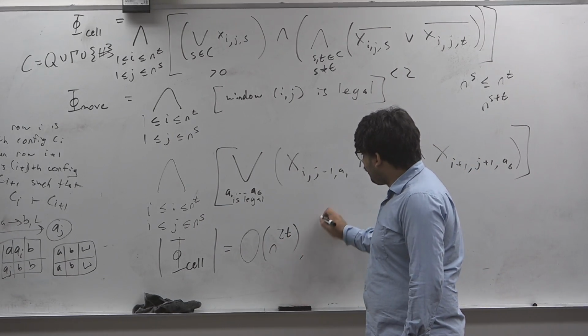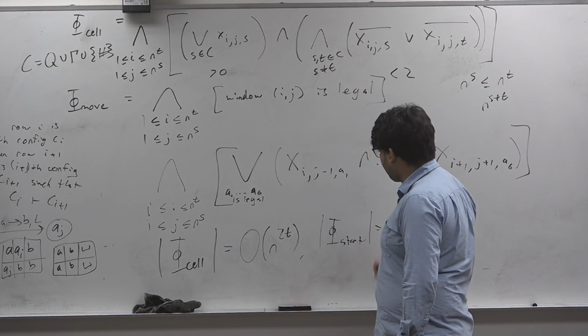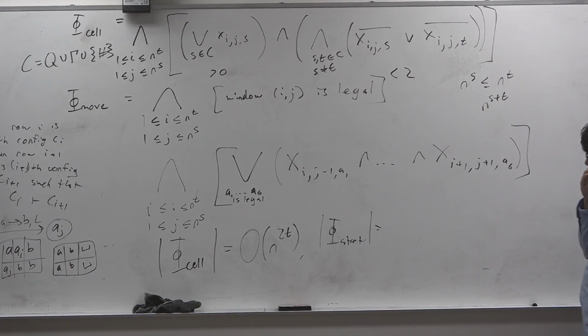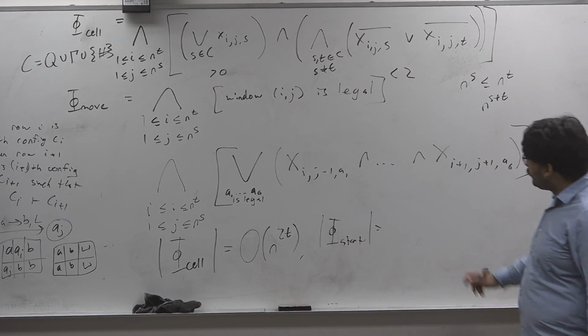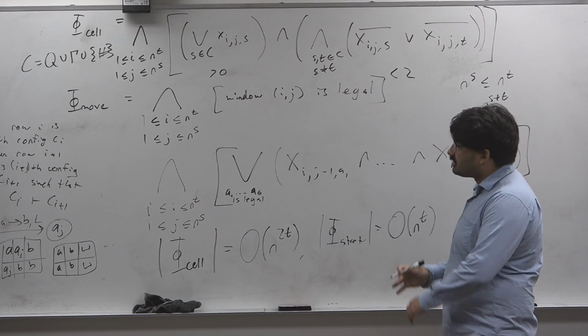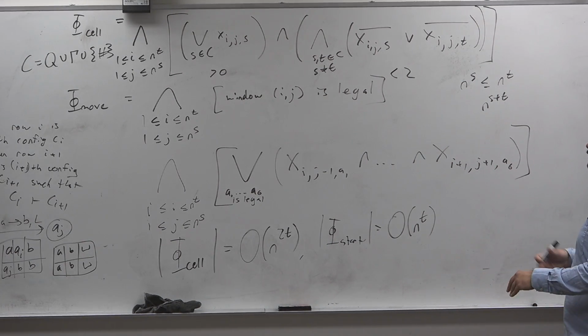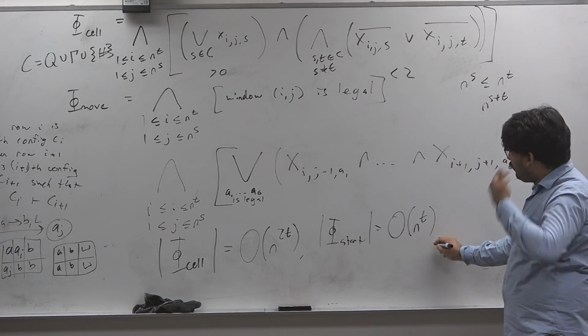The size of phi start is what? I guess it would be the size of the first line, so it would be s. Yes, n to the s, which is less than t, so let's just upper bound that by O of n to the t. I'm not using s as the space, but n to the s is the space, so it's polynomial, right?